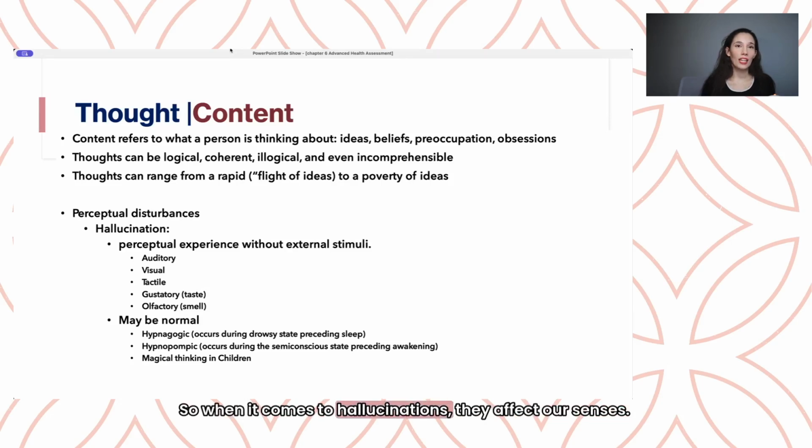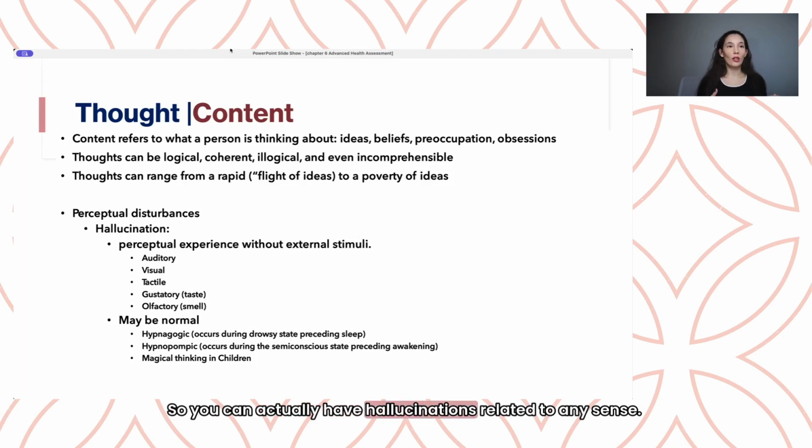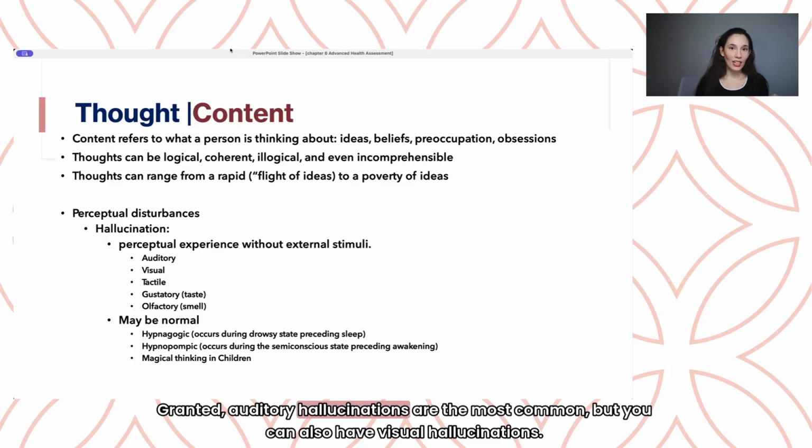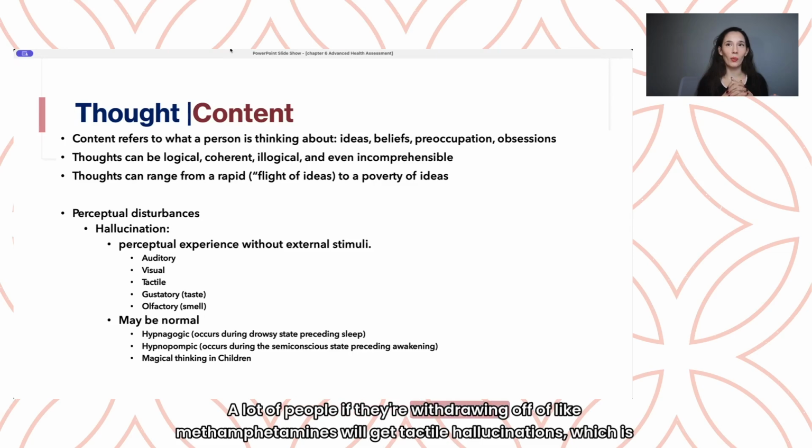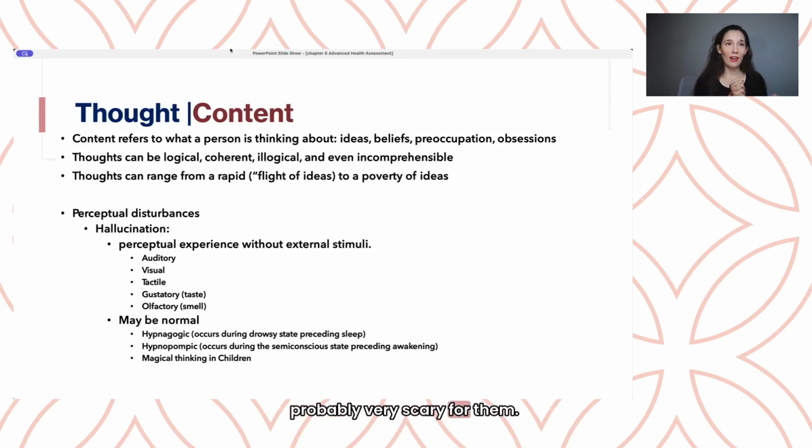So perceptual disturbances we can see are hallucinations. So when it comes to hallucinations, they affect our senses. So you can actually have hallucinations related to any sense. Granted, auditory hallucinations are the most common, but you can also have visual hallucinations. People can have tactile feeling. A common one for tactile is like feeling like bugs are crawling on your skin or like on your face. A lot of people, if they're withdrawing off of like methamphetamines, will get tactile hallucinations, which is probably very scary for them.